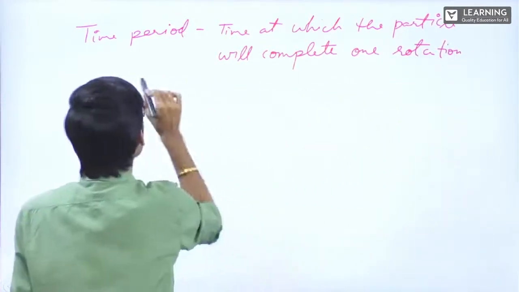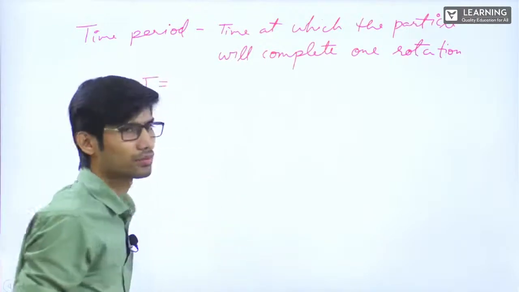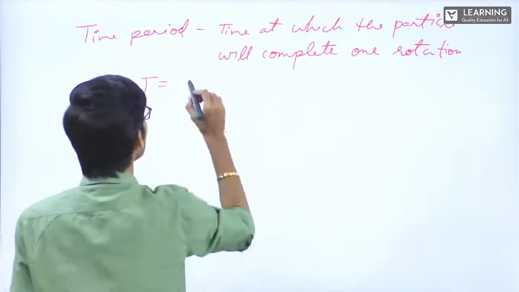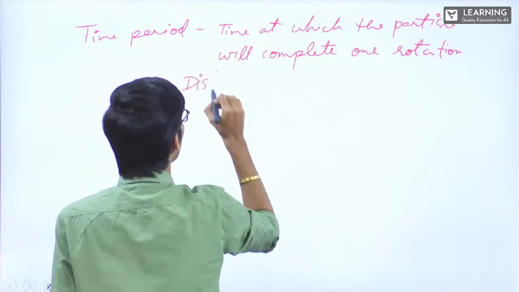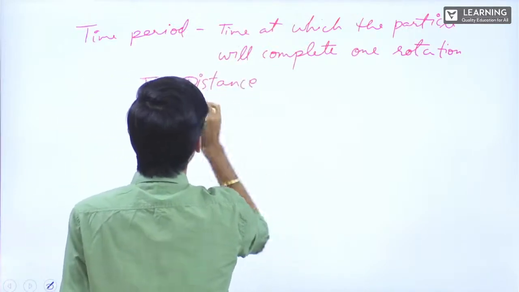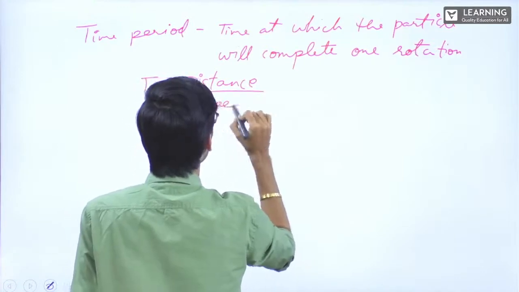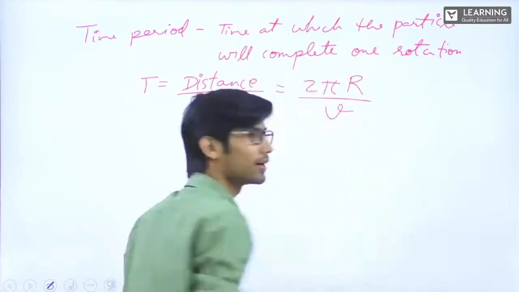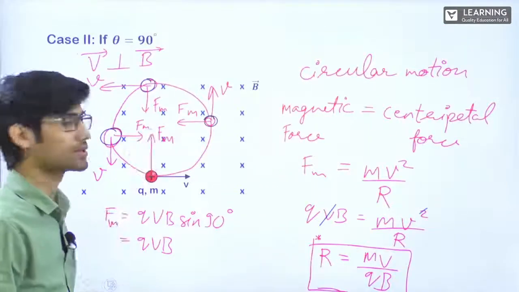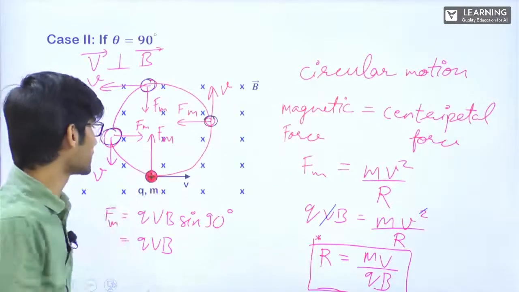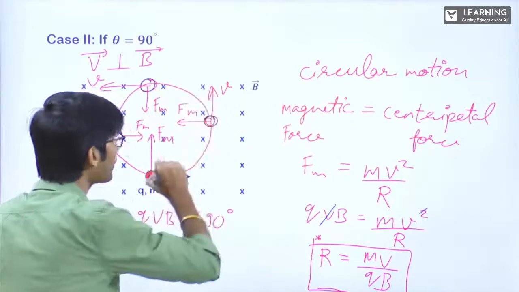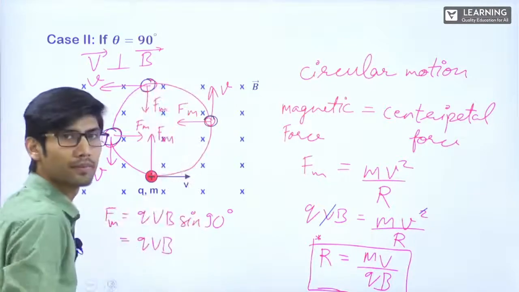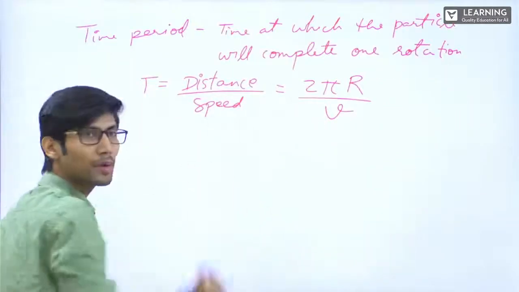So the time period is equal to, time is what? Distance upon speed, as simple as that. So now distance upon speed, that is equal to 2 pi r upon v. Are yes or no? If I know the radius of this, I can get to know the distance. Distance means this entire distance it is covering in one round. In one round, what it is covering? The circumference. Correct? Circumference will be 2 pi r.